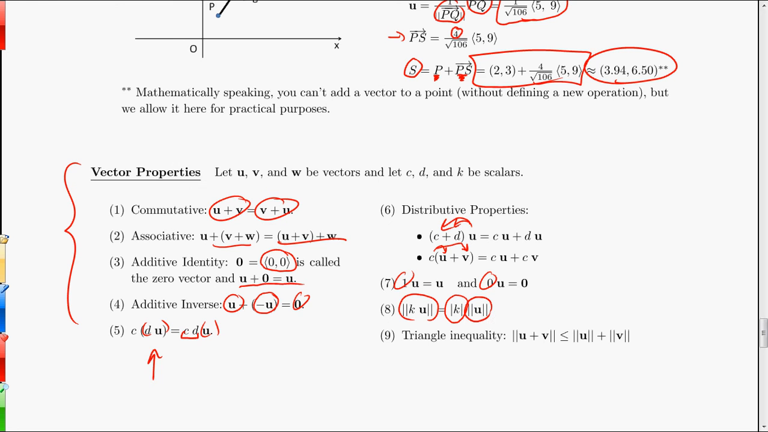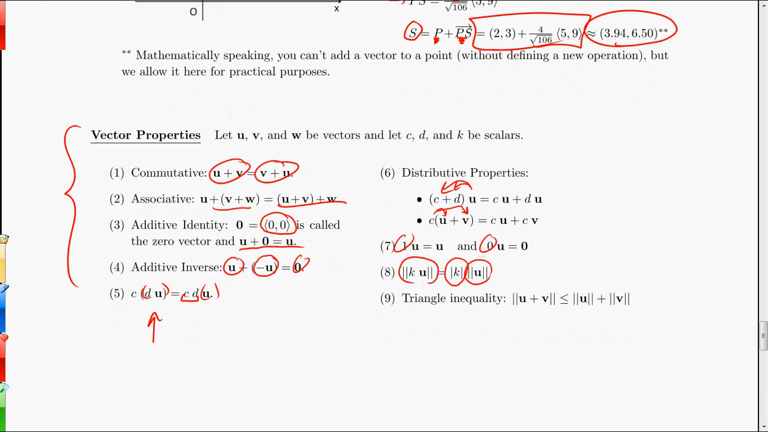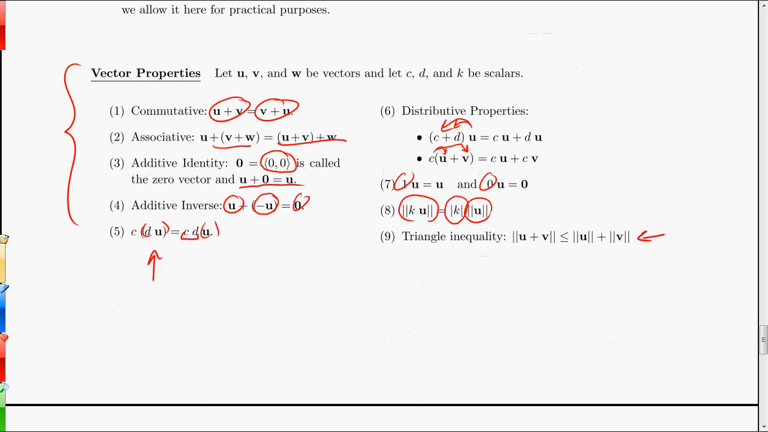The length of k times a vector is just the magnitude, the absolute value of k, times the length of the original vector. Now, the triangle inequality looks a little crazy, but it's called the triangle inequality for a reason. Suppose I have 2 vectors. Suppose this is u and this is v. If you take u plus v, then what you get is this vector u plus v.